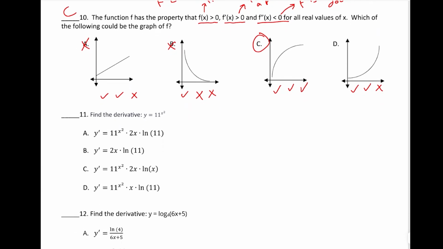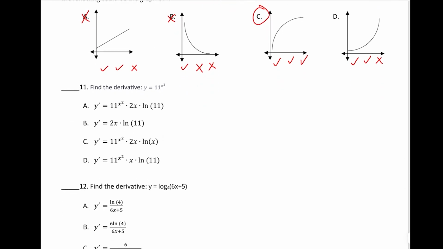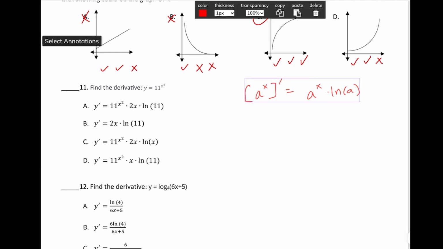Number 11, find the derivative. So this is going to require a little chain rule and that you know your exponential derivatives. Go back and look at the notes that we did earlier today for a list of all the derivatives you need to know. And so I'm going to assume that you know this one already. So maybe I'll just write it to the side. The derivative of a to the x is a to the x times the natural log of a. So I just want to kind of remind you what that derivative is.